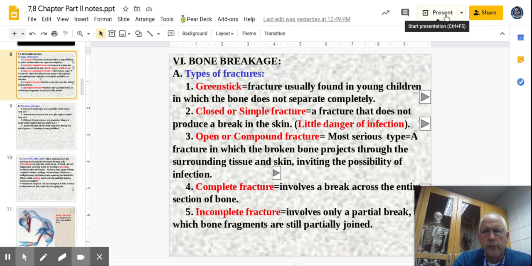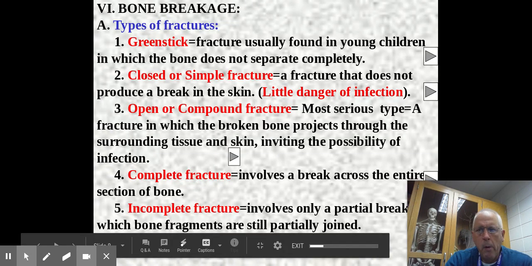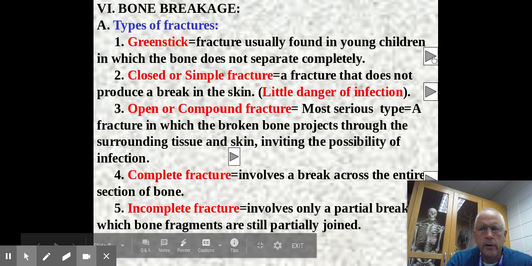I'm going to go full screen here so I can cue in these, and you can see. I want to show you a diagram of the fracture and a real picture of a fracture, if that makes sense. So with green stick, there we go. I guess I am still in there. So with green stick, usually found in young children.